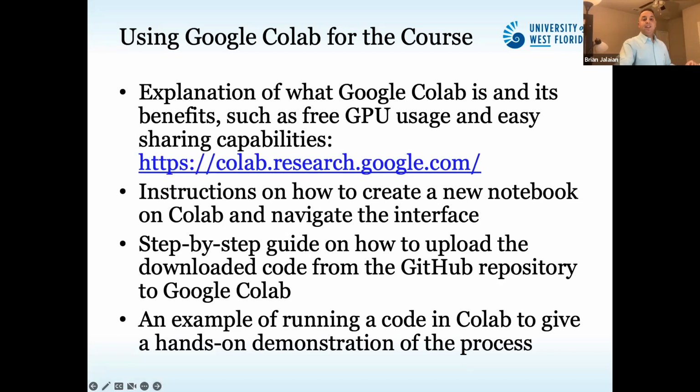Next, we upload the downloaded code from the GitHub repository to Colab. By the downloaded code, I mean the code that we have already downloaded for the course to our local machine. We will use the File tab in the left sidebar to navigate to the code folder and then click on the Upload button. This will allow us to select the code files from our local machine and upload them to Colab. Finally, we will demonstrate how to run code in Colab by showing an example of running code in a cell. So with that being said, let me shift gears and move on to the demo portion.